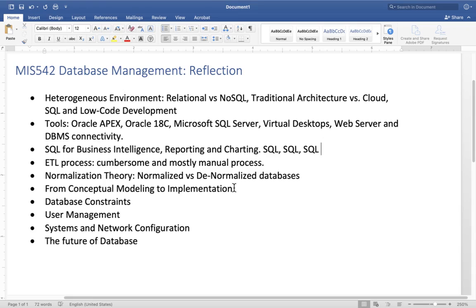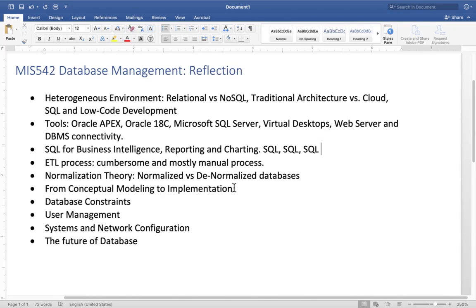Now the first course design objective is I want to expose my students to a more complicated world, right? So I call this a heterogeneous environment. Compared to many other database classes, where the professor will probably stick with one platform, SQL Server, or in most undergraduate classes, you'll be learning Microsoft Access, we decided that we're going to be using a more complicated environment.